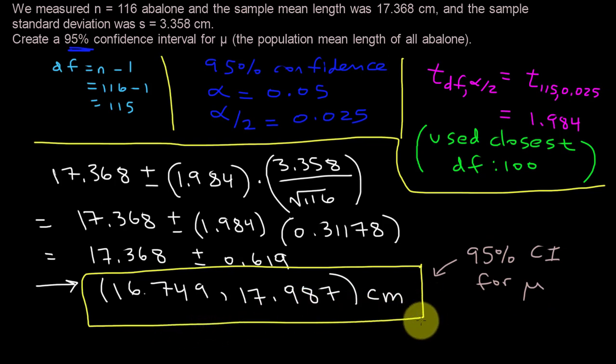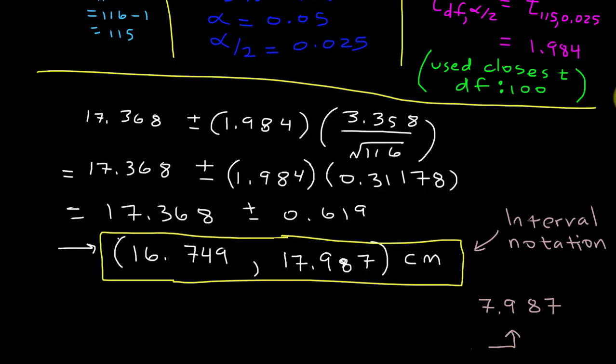The particular way that this is written, this is called interval notation. We have the lower bound on the left and the upper bound on the right. So that is how we utilize this formula to create a confidence interval. Well, that's great. That was an example of using data to construct a confidence interval.